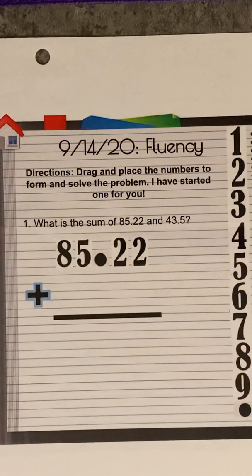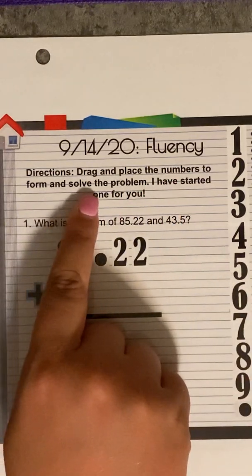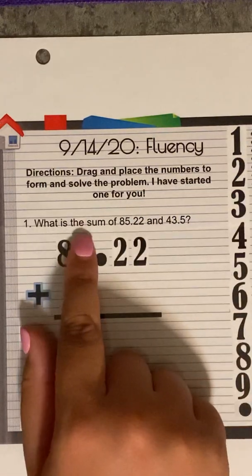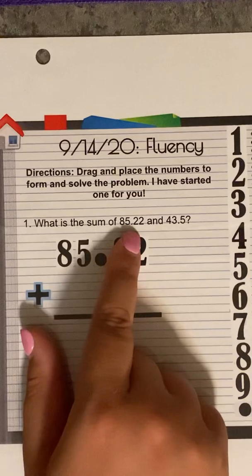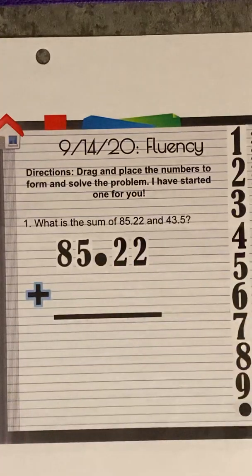Fluency, September 14th, 2020. Directions: drag and place the numbers to form and solve the problem. I have started one for you. What is the sum of 85 and 22 hundredths, or 85.22, and 43 and 5 tenths?